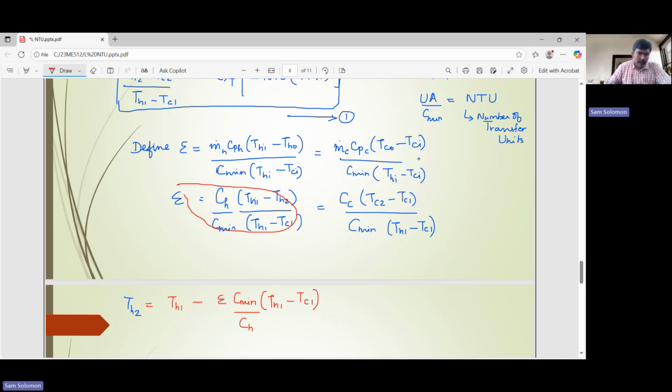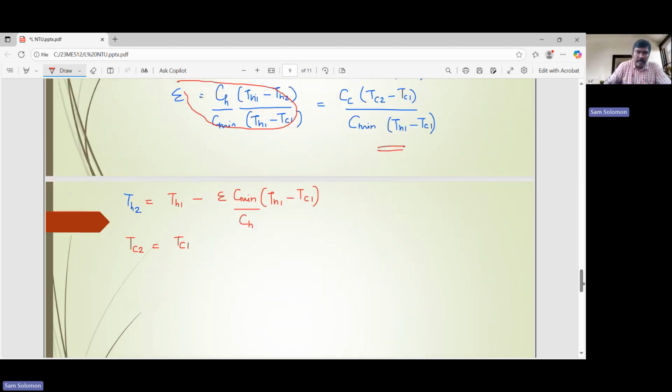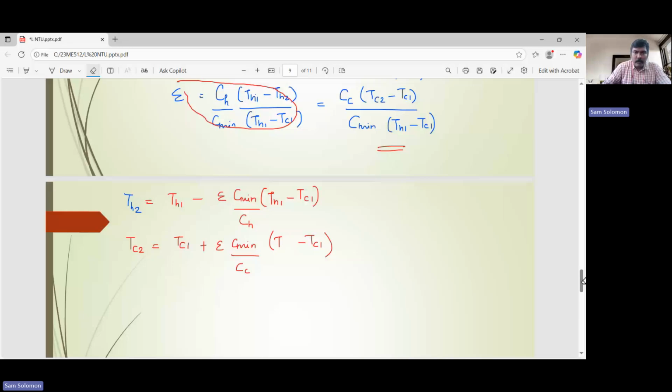Okay. Similarly for TC2, with this expression. So TC2 is going to be TC1 plus epsilon times C minimum by CC times (TH1 minus TC1).